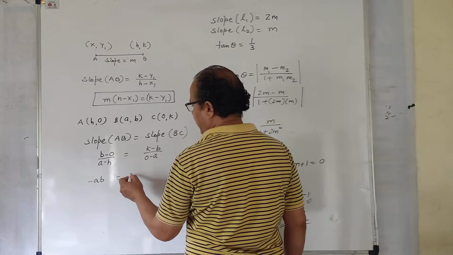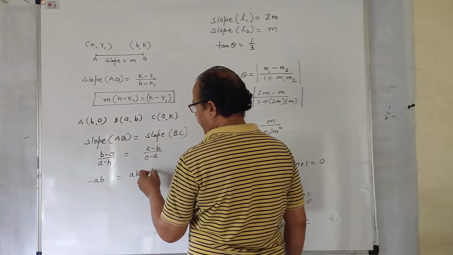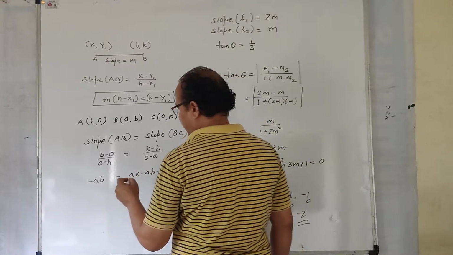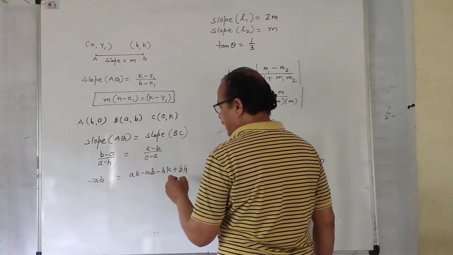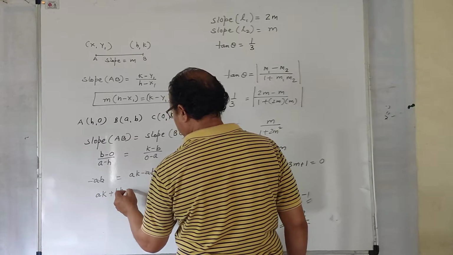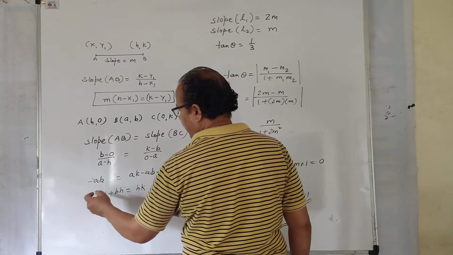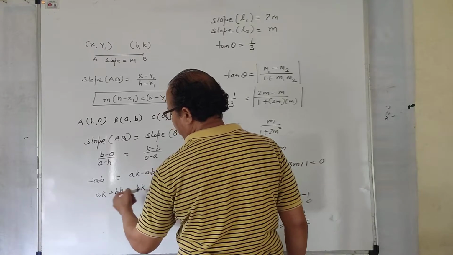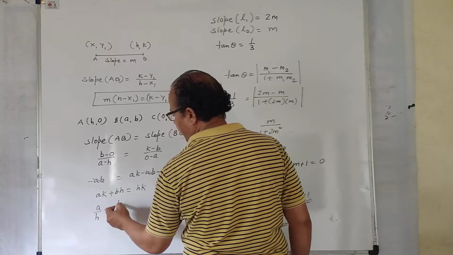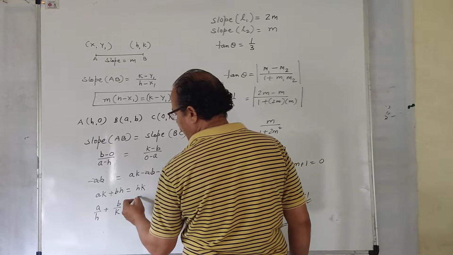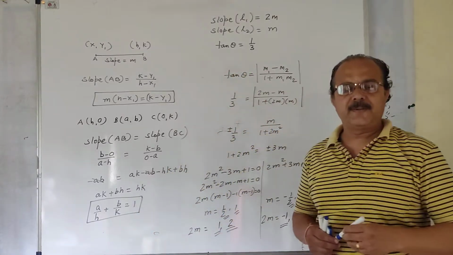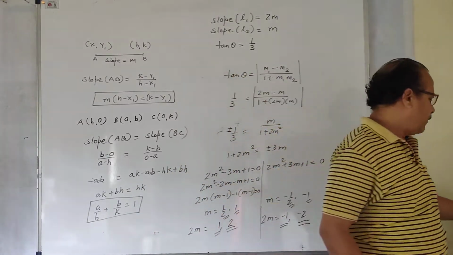When you cross multiply it, you will get like this. This AB gets cancelled. So AK plus BH is equals to HK. Dividing by HK, the whole equation divided by HK, so you will get the relation. What is required? A upon H plus B upon K is equals to 1.